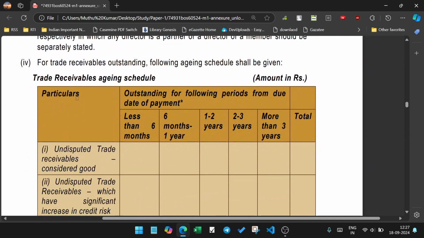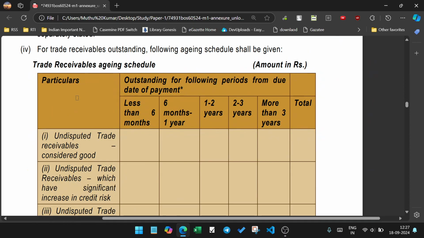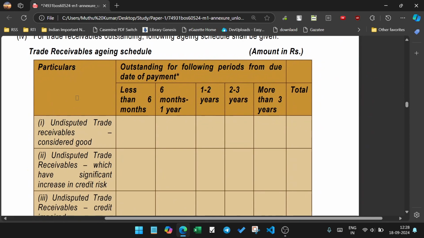For trade receivables outstanding, the following ageing report is given. Trade receivable ageing is outstanding for the following periods from the due date of payment: less than 6 months, 6 months to 1 year, 1 year to 2 years, 2 years to 3 years, more than 3 years, and total.